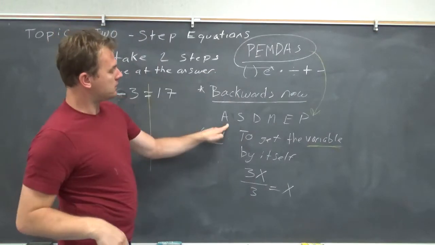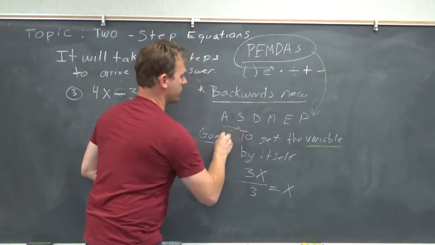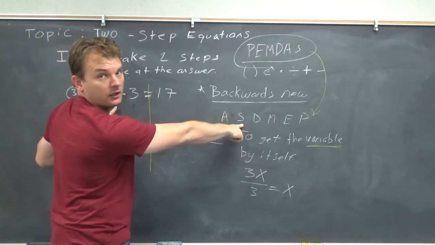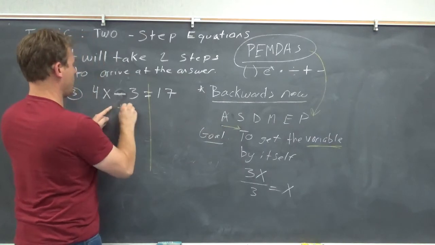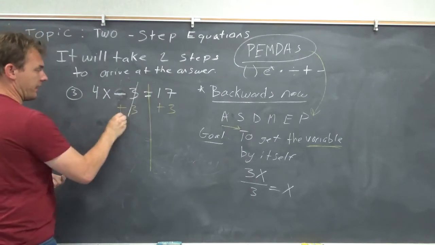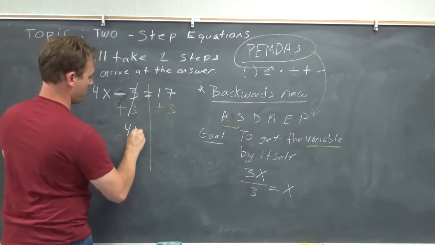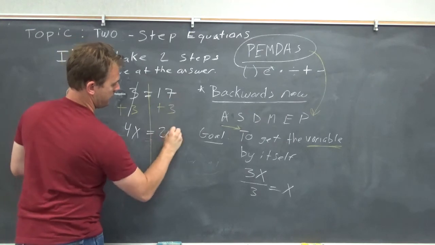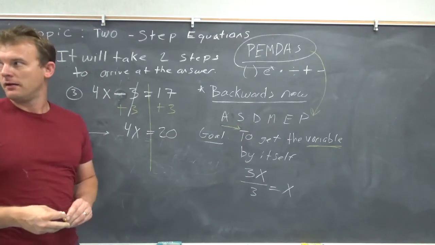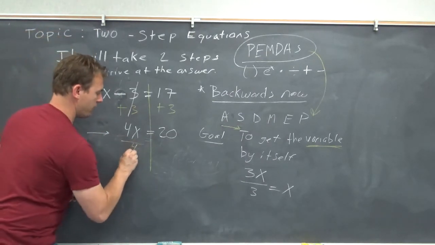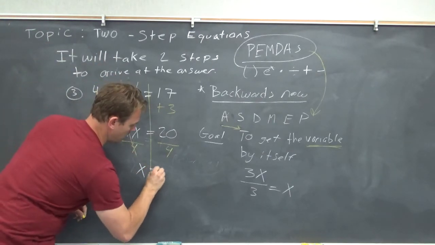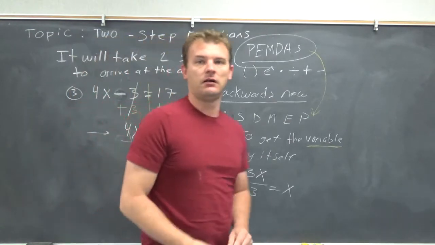No, try something. Okay, now what? Well, PEMDAS backwards, so we're going to go this way. So, do I see addition? No. Do I see subtraction? Yes. So now you're going to add 3 this time. So that goes away. You have 4x equals 20. Do you recognize that? Yeah. Divide by 4, divide by 4, that goes away. X equals 5.